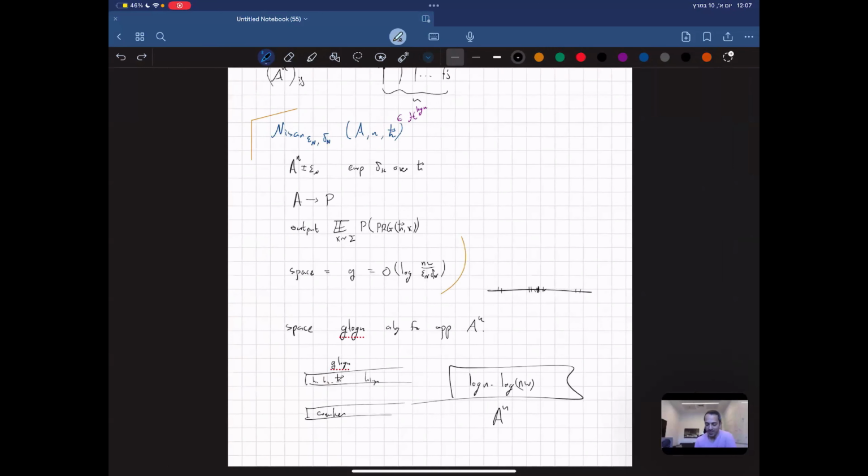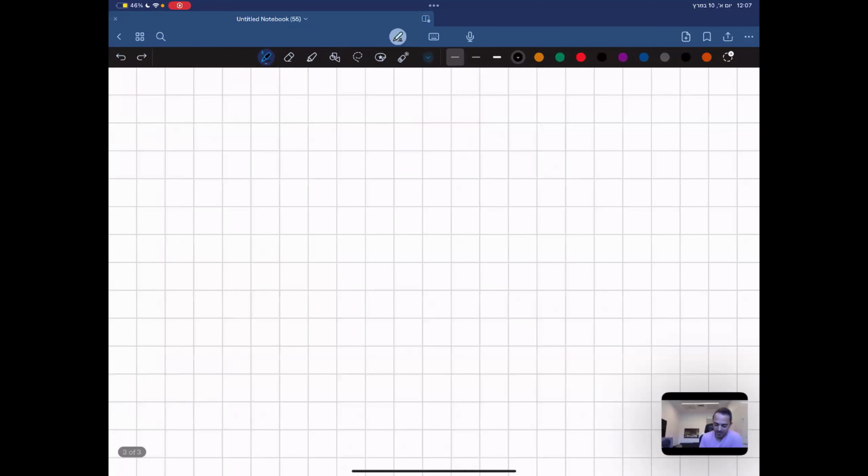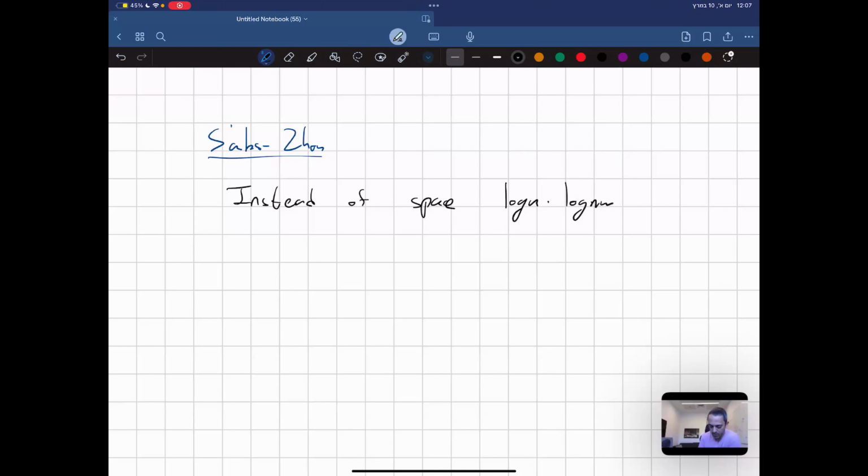Good. So what Saks-Zhou did, their algorithm shaves the square root of log n factor. So instead of space log n times log n W, which you get from Nissan, or if you do the homework very carefully, they got square root of log n times log n W. One more square root, and we're very happy.